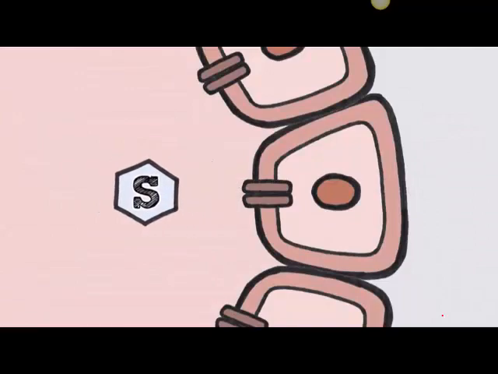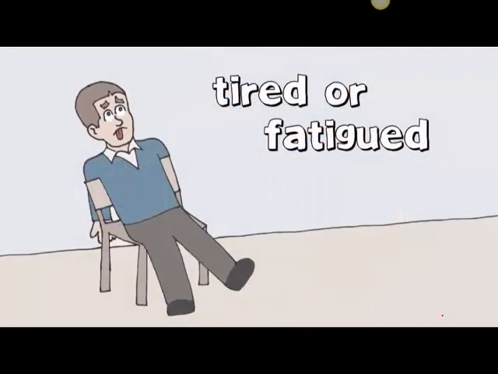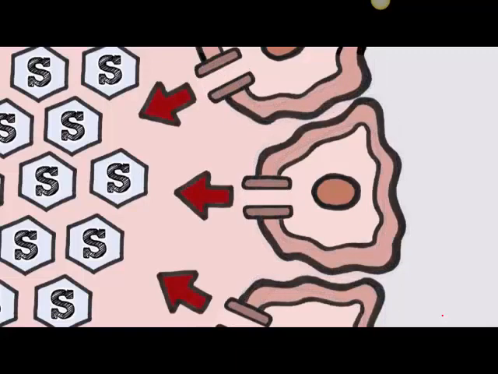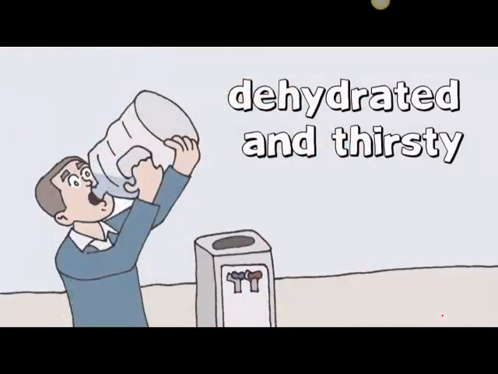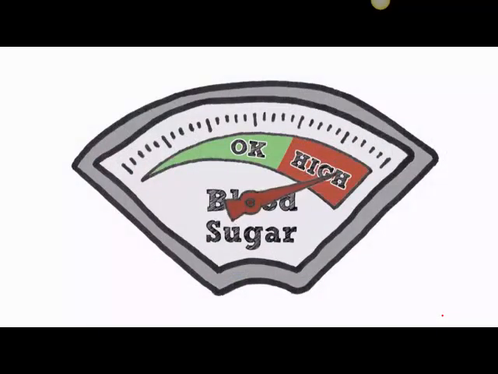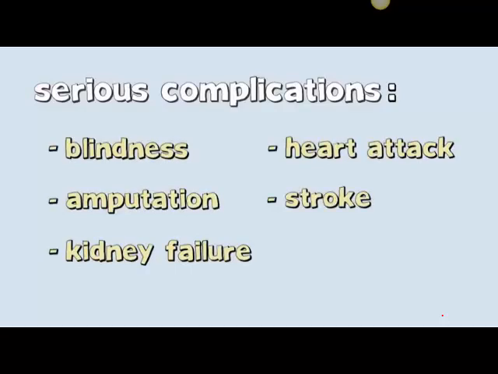This creates several problems. Because sugars are not able to enter your body's cells, your body is not getting the fuel it needs. As a result, you may feel tired or fatigued. Your body may try to dilute the excess sugar in the bloodstream by pulling fluid out of your cells. This can leave you feeling dehydrated and thirsty. Most importantly, over time, exposure to high blood sugar levels can cause damage to vital organs connected to the bloodstream, such as your eyes, kidneys, nerves, and heart. If not controlled properly, diabetes can lead to serious complications, such as blindness, amputation, kidney failure, heart attack, and stroke.